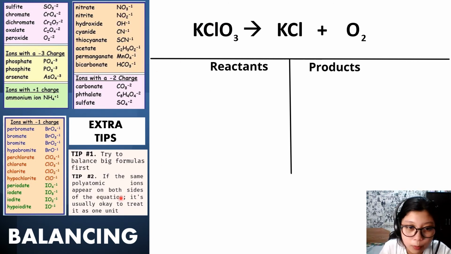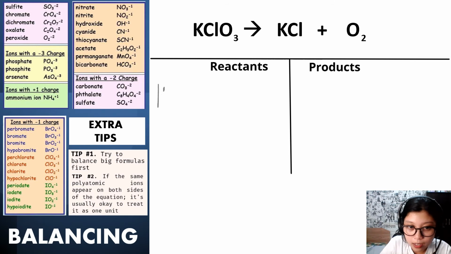However, tip number 2 says if the same polyatomic ions appear on both sides of the equation. But as you can see, there is no ClO3 in the product side. So tip number 2 is not applicable. Okay? So we won't treat ClO3, a polyatomic ion, as 1. Since we already identified that tip number 2 is not applicable for this, then we will have to go on and list out all the elements present.